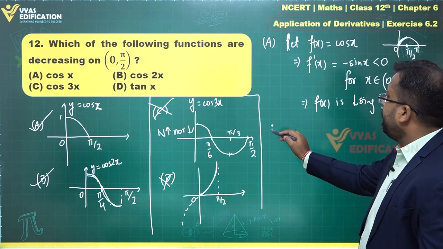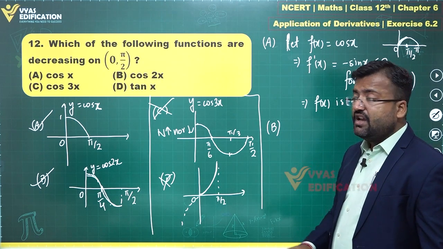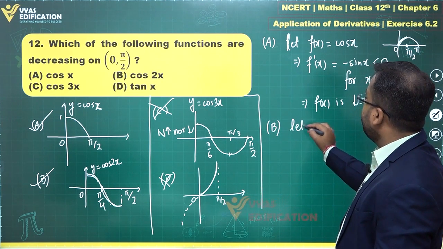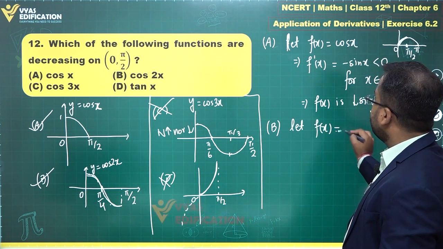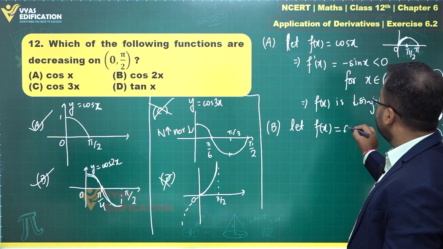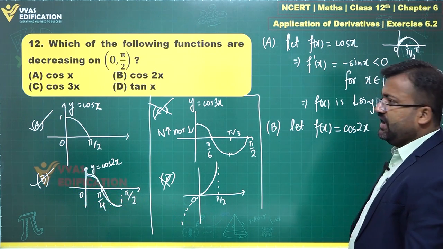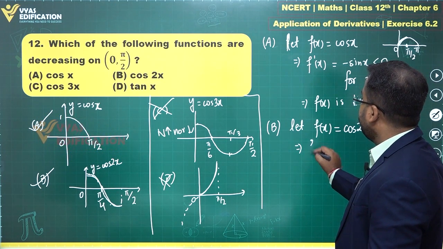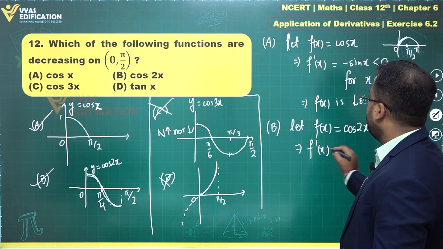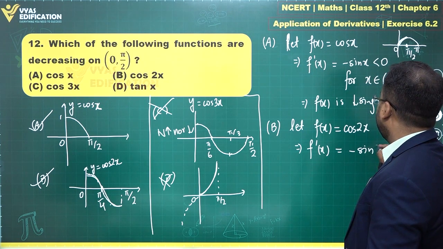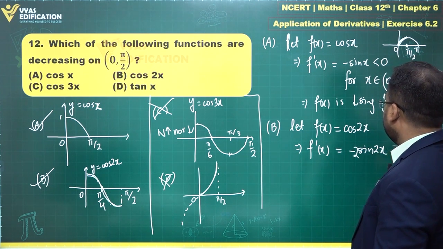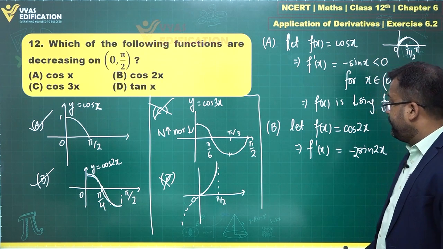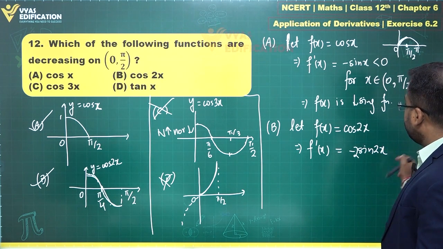Okay. For part B, we have let f(x) equals cos 2x. Then we can find the derivative f prime x. What will that be? Minus sin 2x times 2. The derivative of 2x will be involved over here. And now the values of sin 2x.